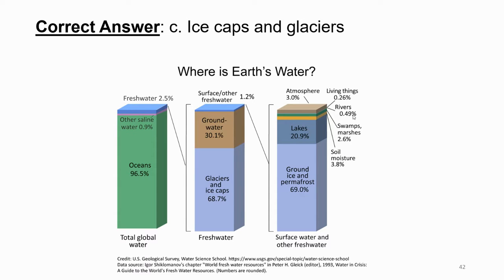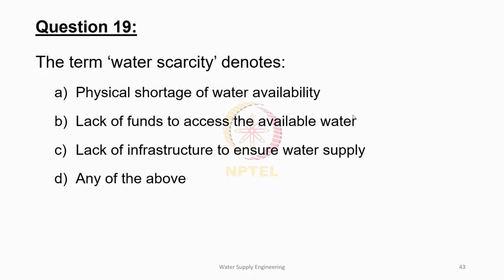Okay, so we'll move on to the next question. The term water scarcity denotes: option A, physical shortage of water availability; option B, lack of funds to access the available water; option C, lack of infrastructure to ensure water supply; option D, any of the above. So, what does the term water scarcity denote?